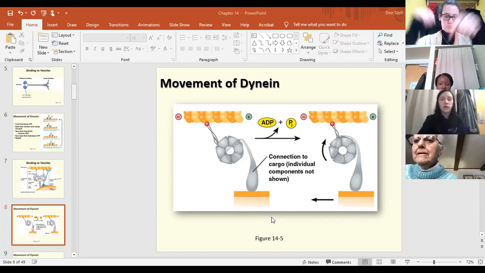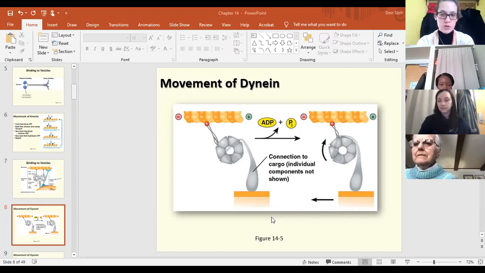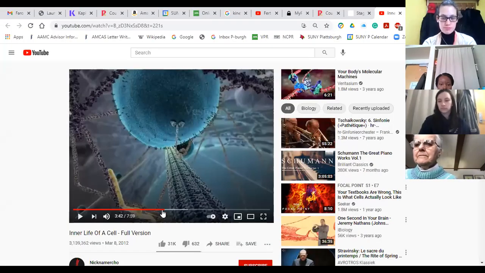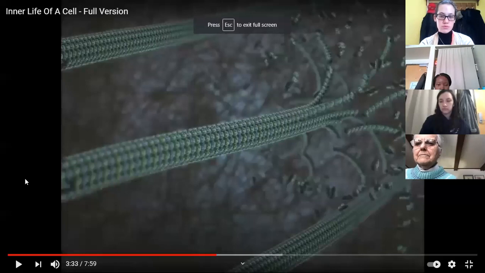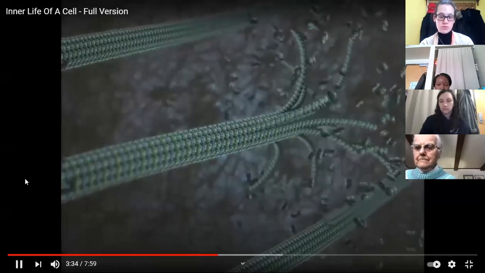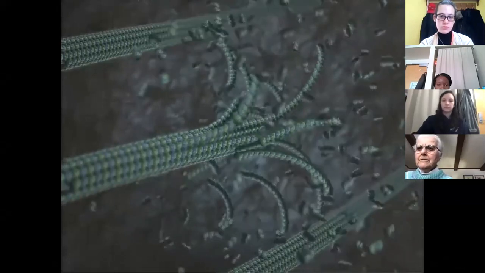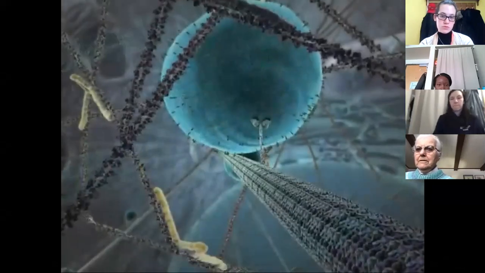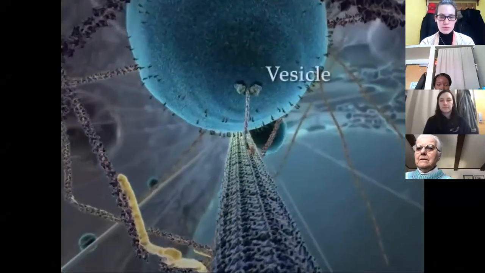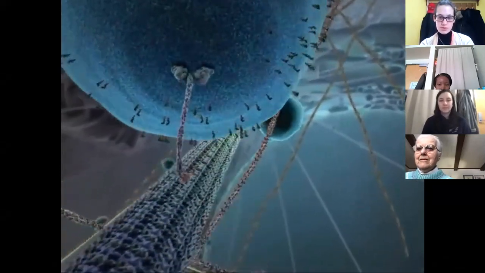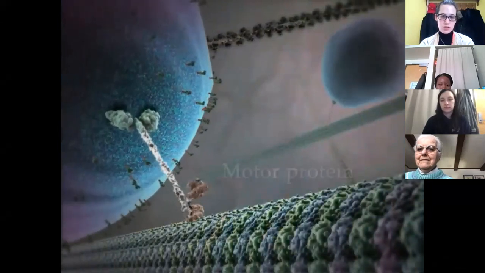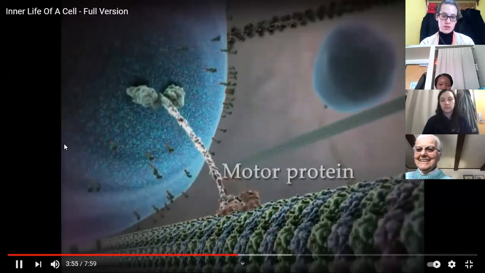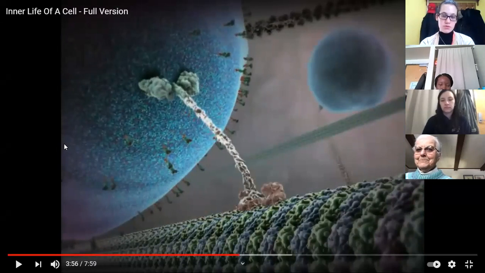Let me give you a new share. Okay, so I showed you part of this the other day. Now we can watch the kinesin moving a vesicle here. There he is. You can see it just trudging one foot in front of the other. I keep expecting it to pause for a second, wipe sweat off its brow, and then move on.